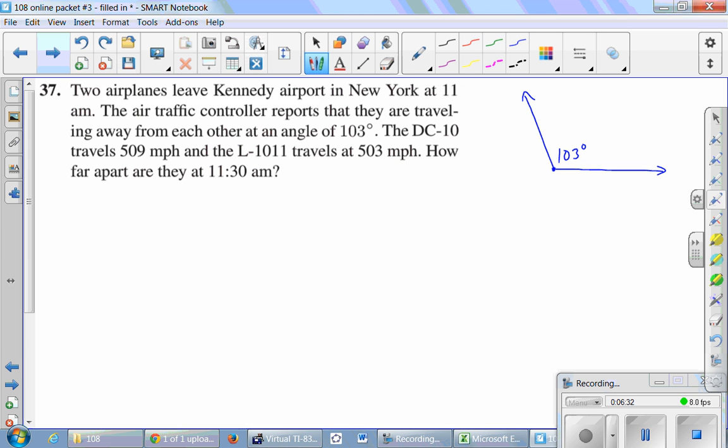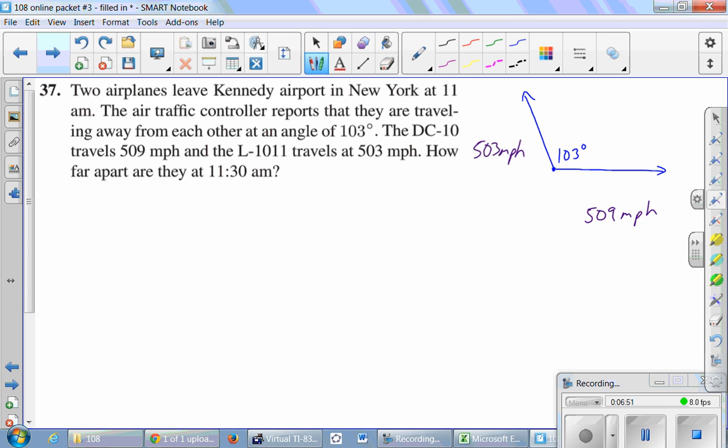Okay, then we've got some speeds given to us. The DC-10 is at 509 miles per hour. I will arbitrarily decide that that's this bottom one. And then the other one is 503 miles per hour. And it says how far apart are the two planes at 11:30 a.m.